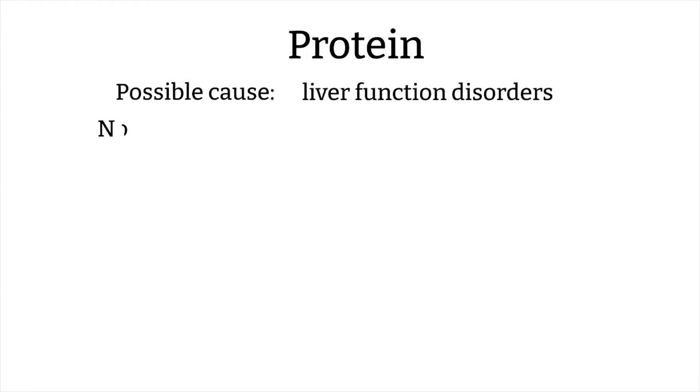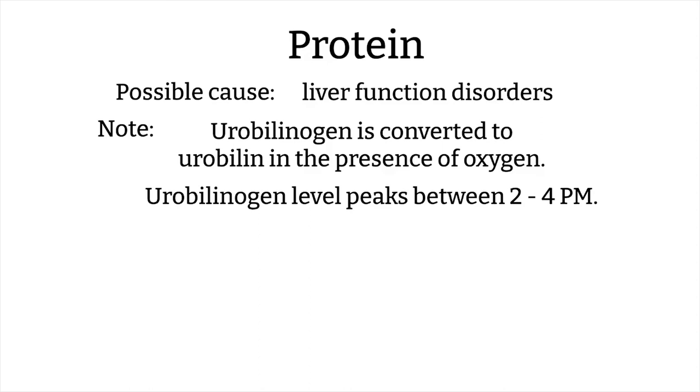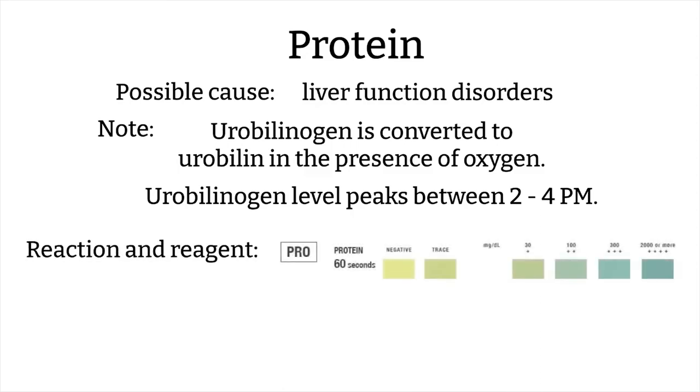Urobilinogen. Screening for urobilinogen is useful for liver function disorders. One of the issues in measuring urobilinogen is its instability. Urobilinogen is converted to urobilin on standing in the presence of oxygen and on exposure to air. One unique thing about urobilinogen level is that it peaks between 2 to 4 p.m. Urobilinogen results can be read at 60 seconds, and here are the reactions and reagents for this test.